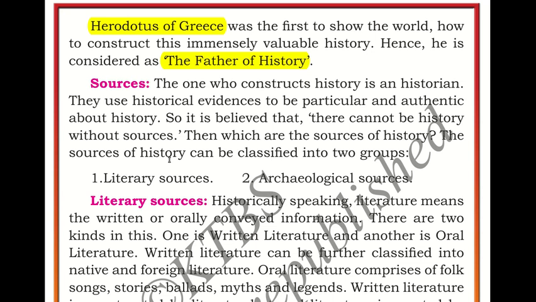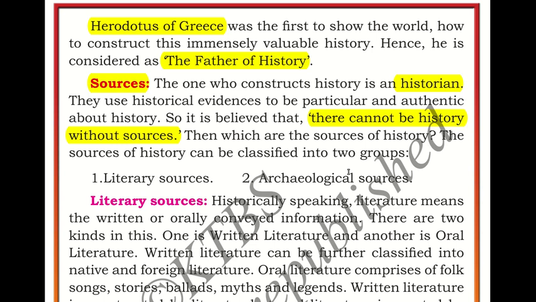Firstly, we have sources. Let us learn about sources. The one who constructs history is a historian. So anybody who constructs history, he or she is called a historian. They use historical evidences to be particular and authentic about history. So it is believed that there cannot be history without sources. Then what are the sources of history? The sources of history can be classified into two groups.